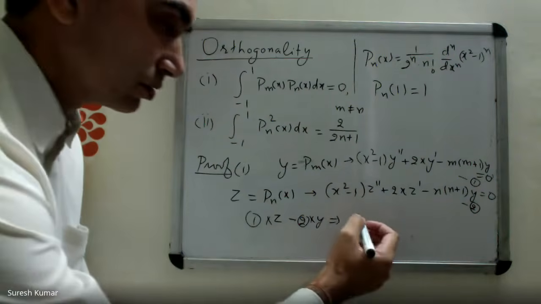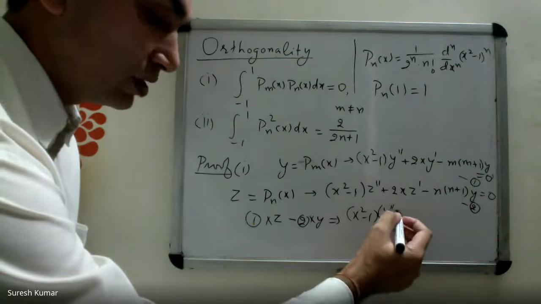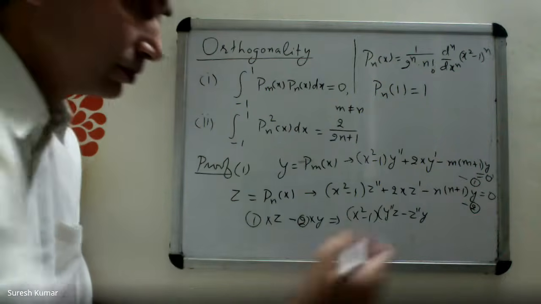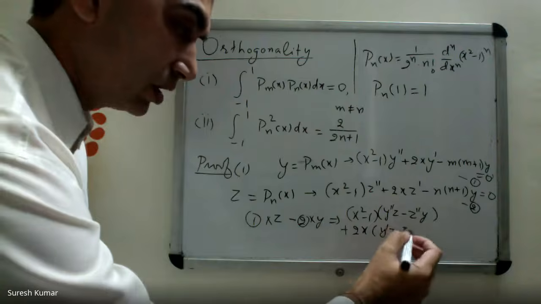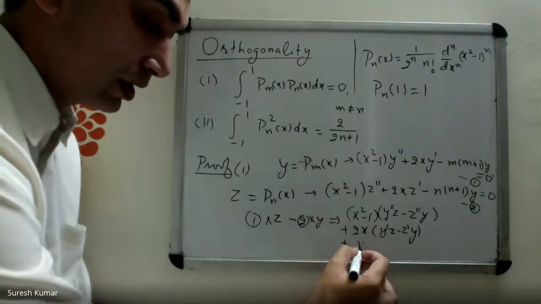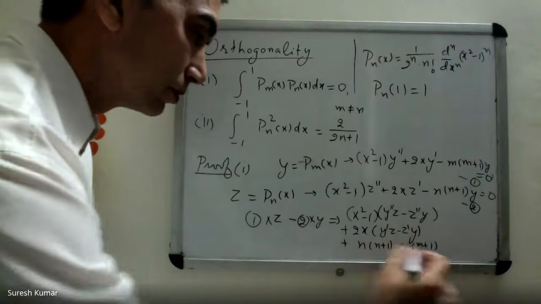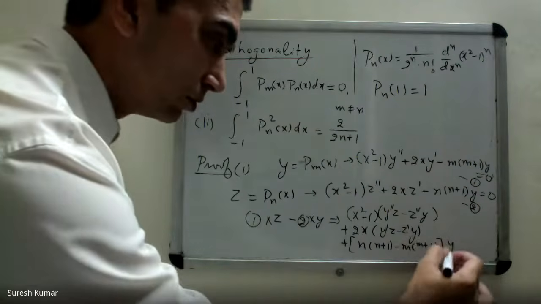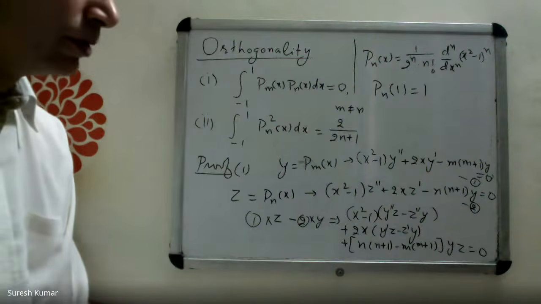See what you get. You should get (x square minus 1)(y double prime z minus z double prime y) plus 2x(y prime z minus z prime y) plus [n(n plus 1) minus m(m plus 1)] yz equal to 0. Just check this step. Is it correct?